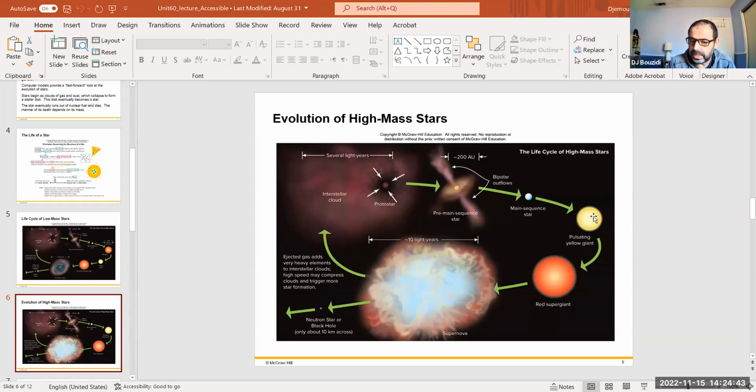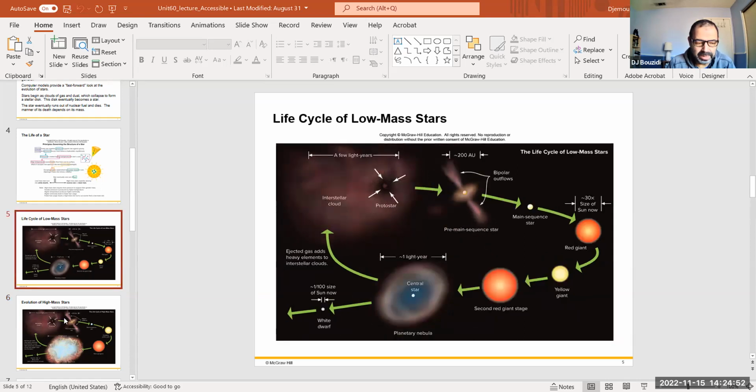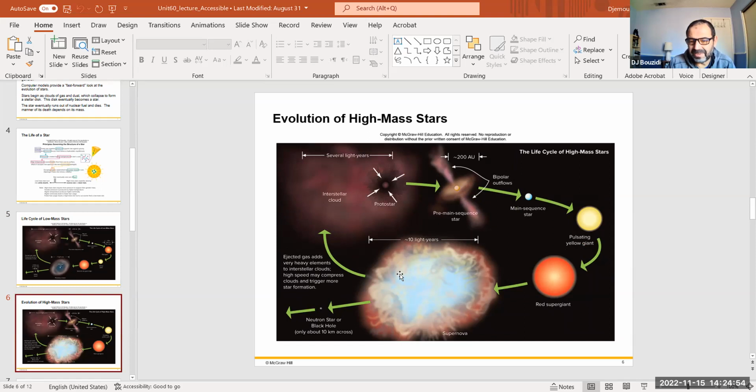It's going to go through a pulsating stage as a yellow giant, then a red supergiant, and then an explosion. And like the nebula that forms in the case of the planetary nebula, this one is actually a very violent event. It's one of the most violent events that you can ever witness. Now, the gas that is ejected is going to be part again of the interstellar gas. And if there is enough of it, again, it's going to feed new stellar formations.